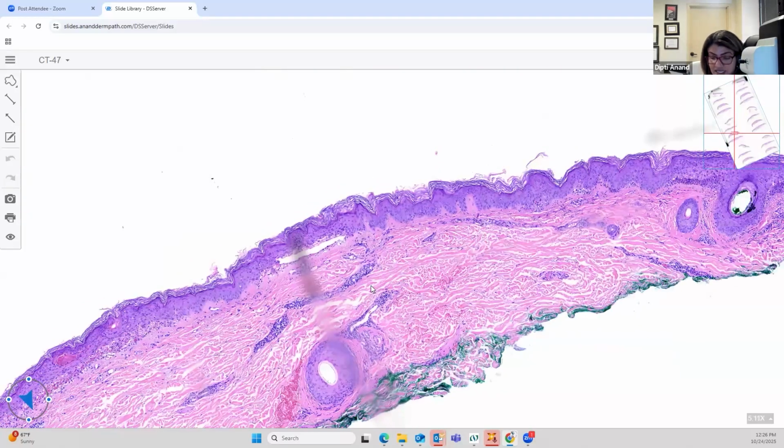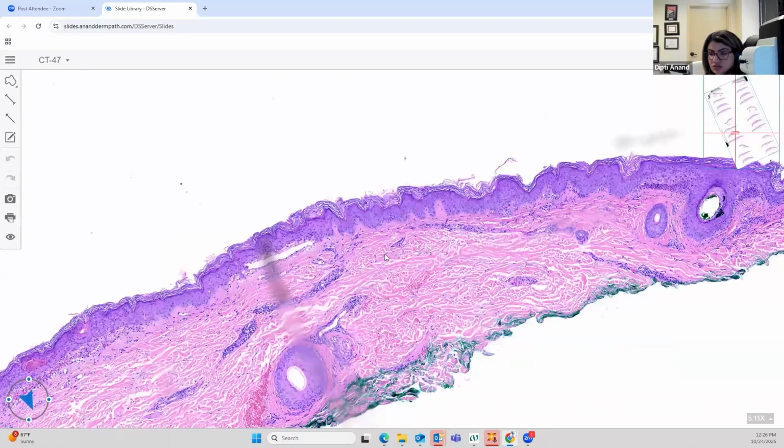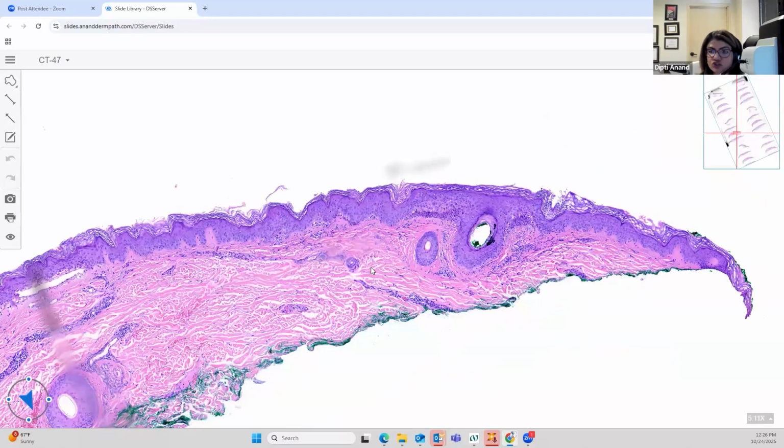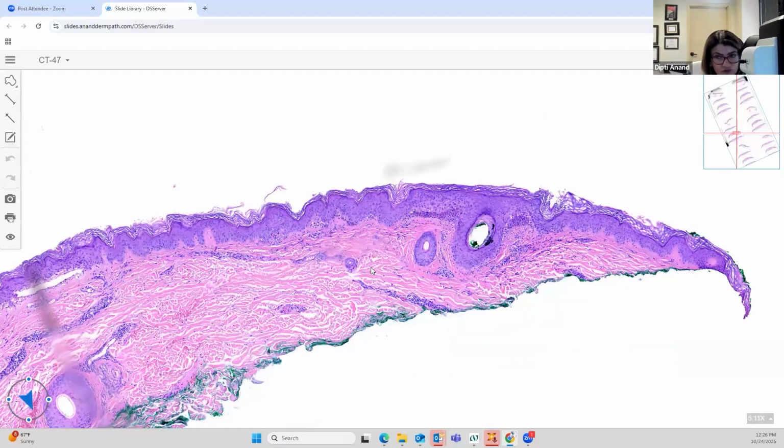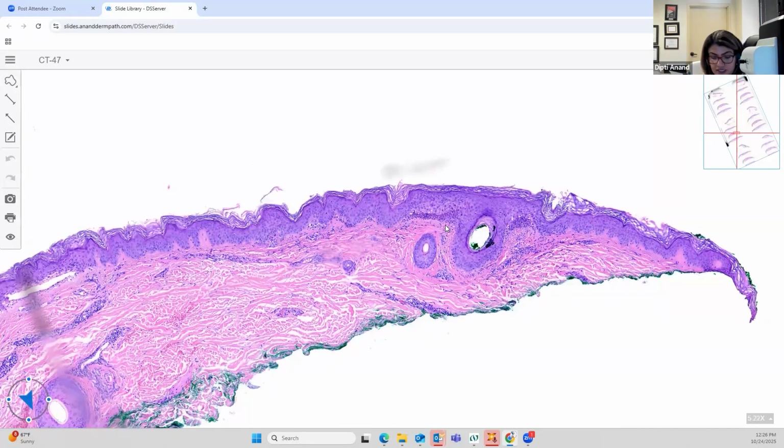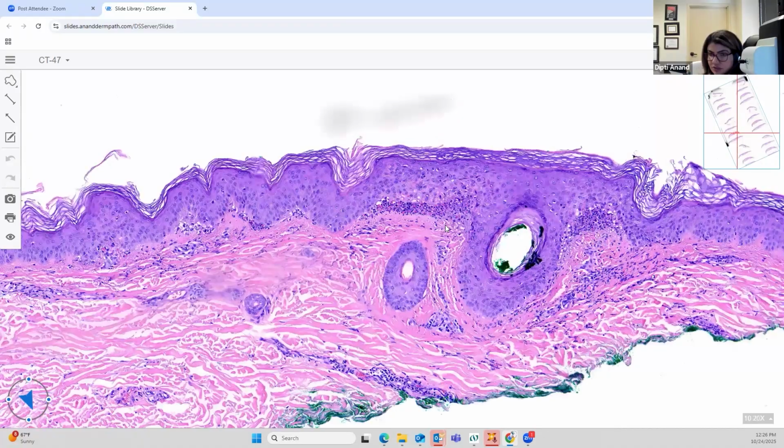So this is consistent with DH, and the answer here is C3 is often present, though the DIF will show granular deposition of IgA at the tips of dermal papilla. You can also have C3, but that doesn't really mean anything. Okay, and which target antigen is most strongly implicated? Yes, that's the epidermal transglutaminase.